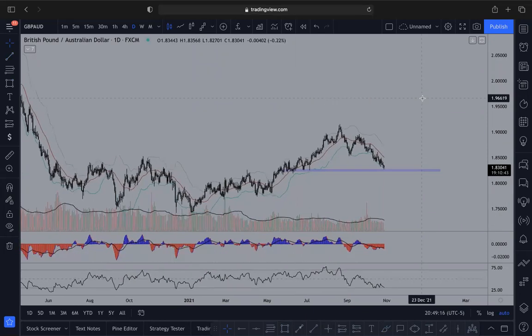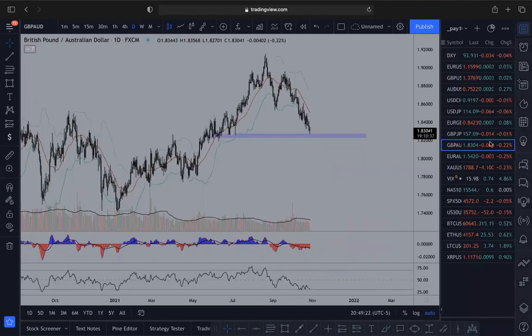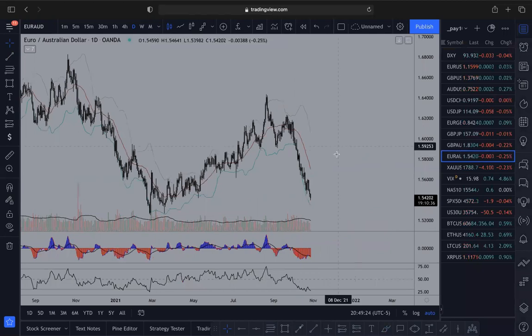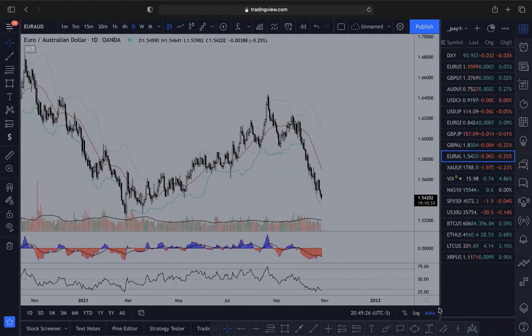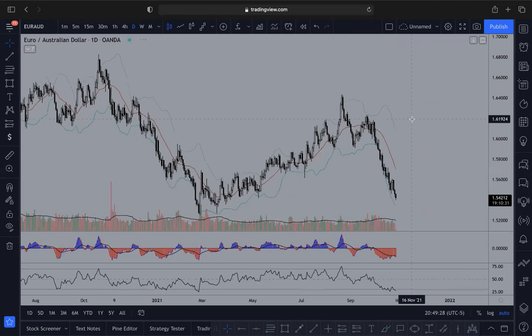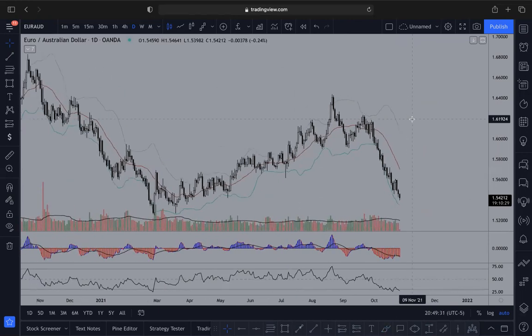Sometimes I don't really find a setup, I just find what not to trade. So I'm not going to sell this, even though it's just dying. That doesn't mean I'm going to buy it. I'm just not selling it anymore.